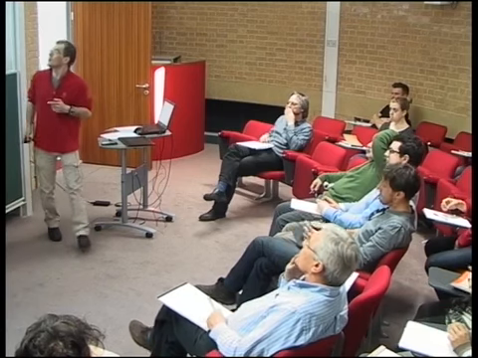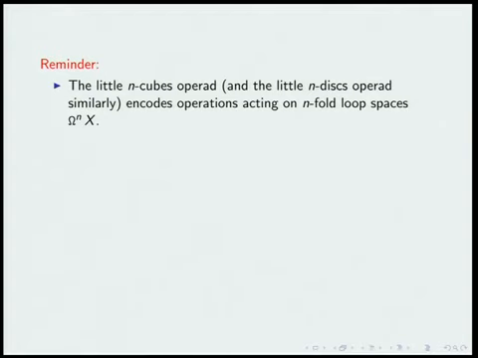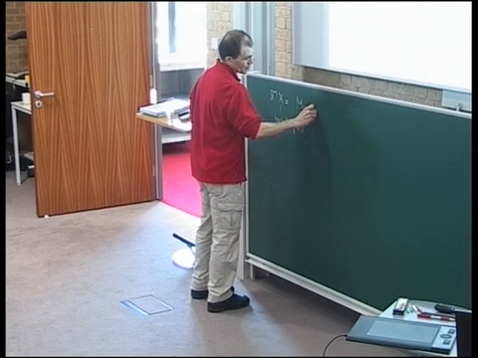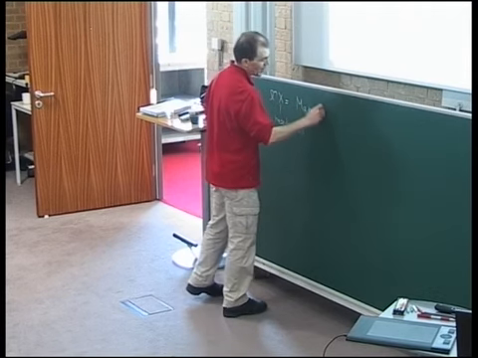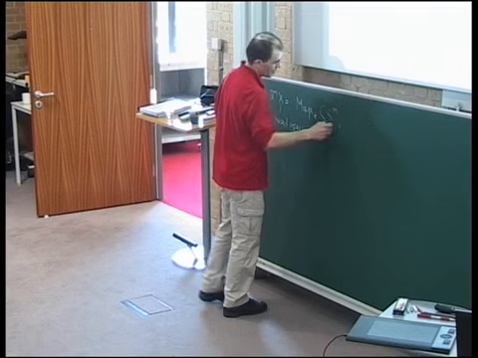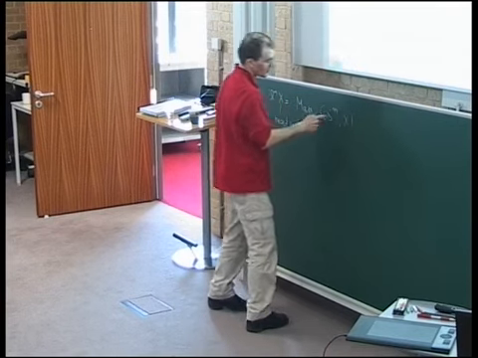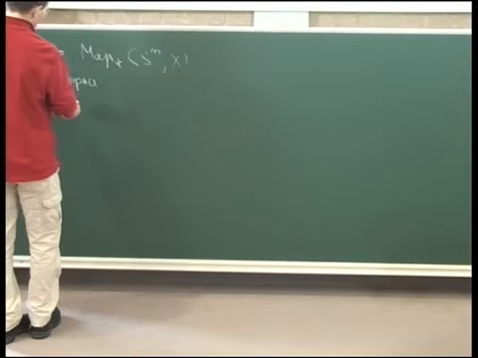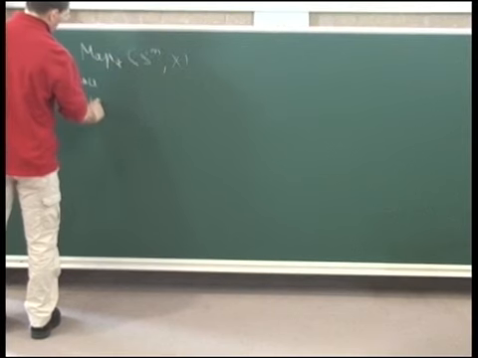So first, a reminder. I've said that the little n-cubes operad and, similarly, the little disk operad encode operations acting on iterated loop spaces. So maybe I will draw the picture. Omega n X, where X is a base space, is the set of maps from the n-dimensional sphere to X preserving the base point. So it's a topological space, actually.